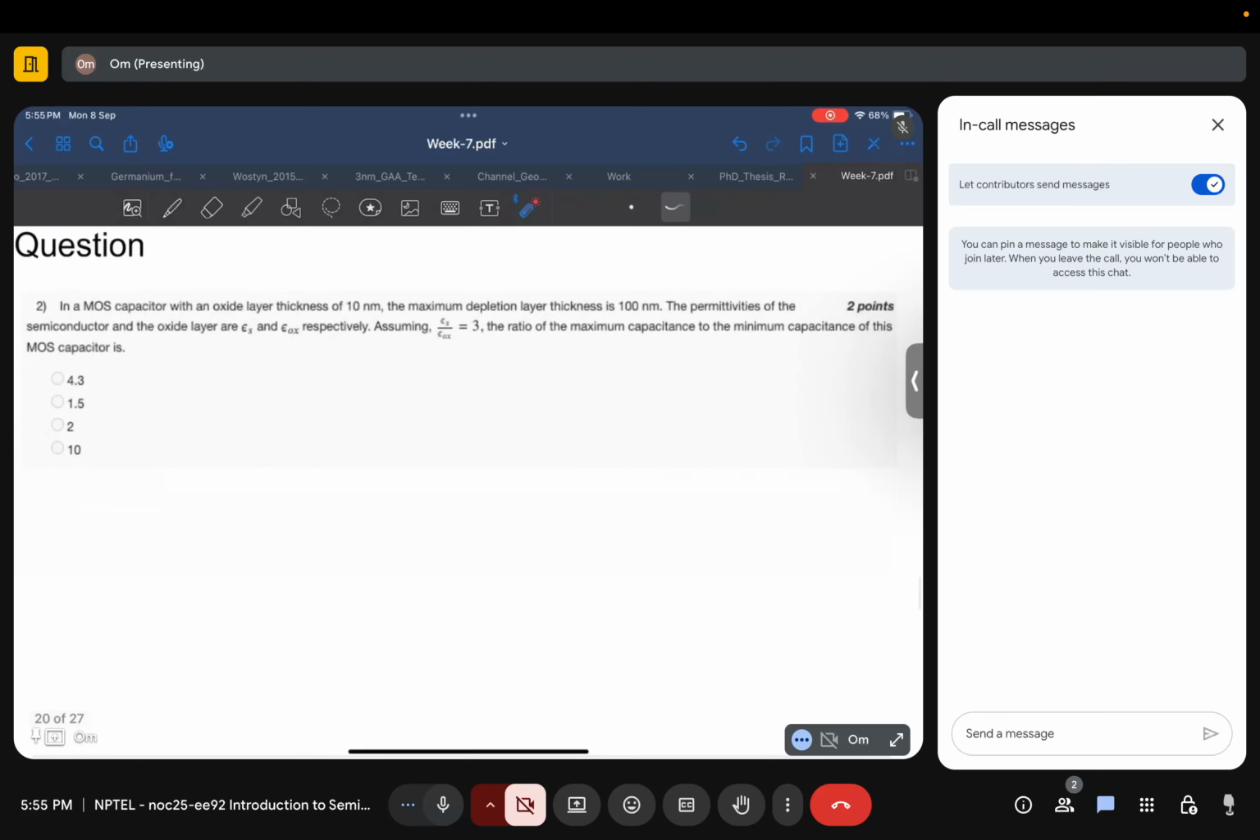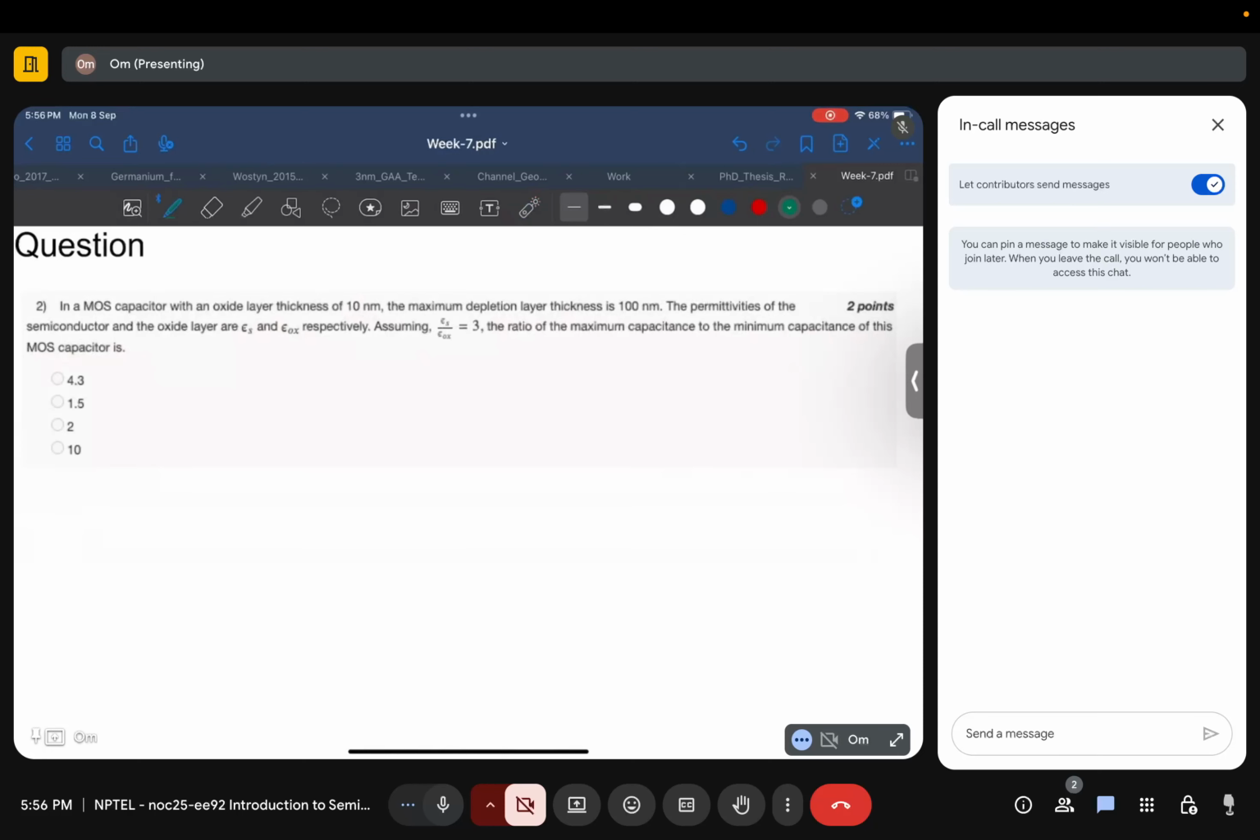So the question says we have a MOS capacitor with an oxide layer thickness of 10 nanometers and the depletion layer thickness is 100 nanometers. The permittivities of semiconductor and oxide are epsilon s and epsilon ox. Assuming epsilon s by epsilon ox is 3, what is the ratio of the maximum capacitance to the minimum capacitance of this MOS capacitor?